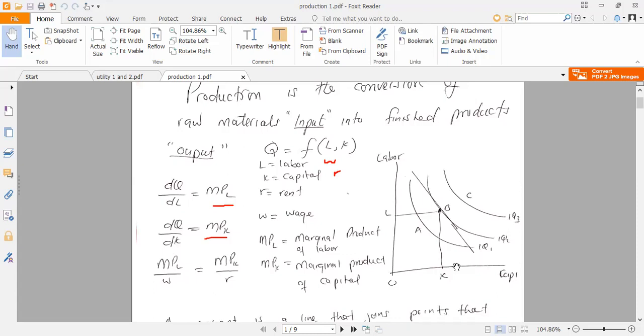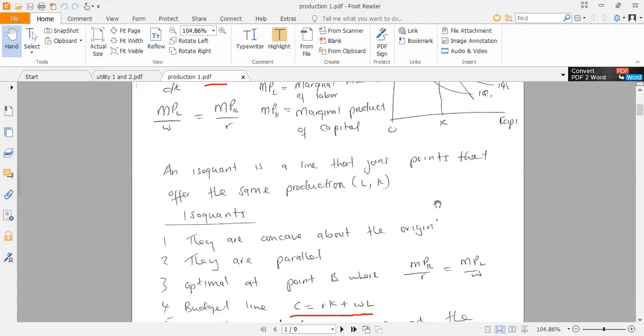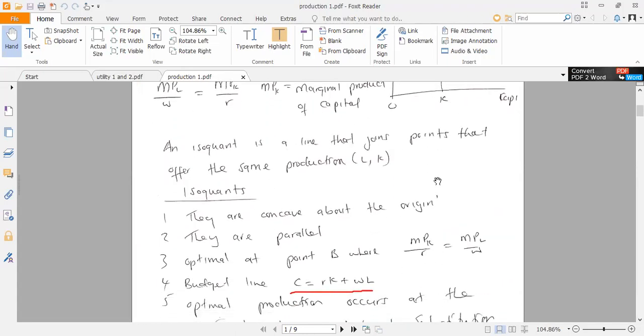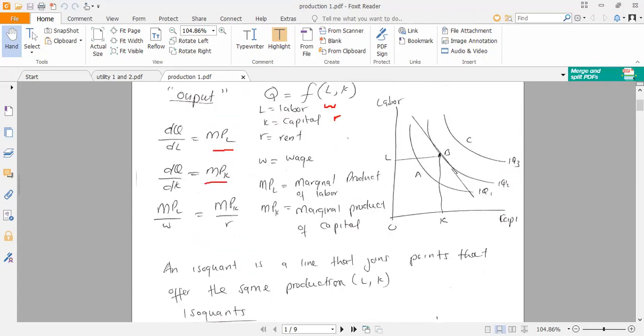Does anyone remember the curves that join points that offer the same satisfaction? What are they called? Indifference curves. So the properties of isoquants are very similar to those of indifference curves. Number one, they are concave about the origin. They are parallel to each other. They don't crisscross.